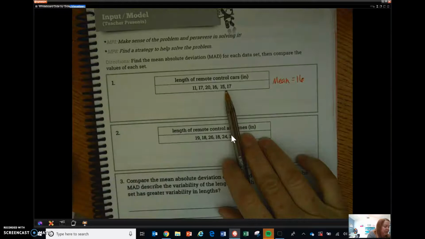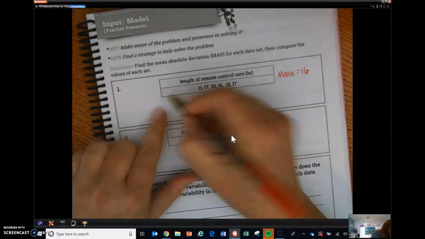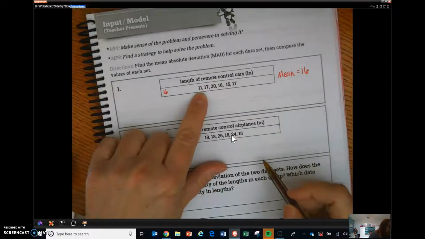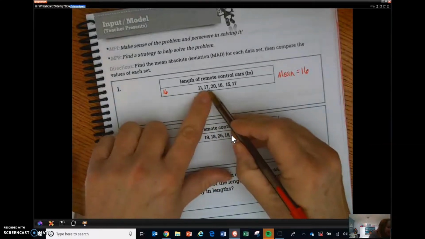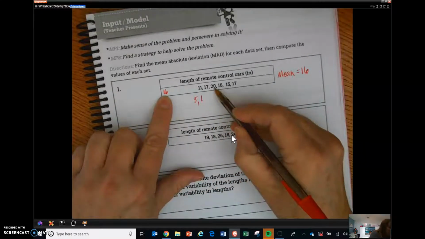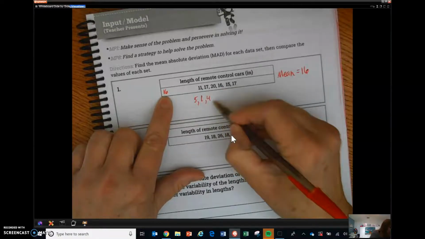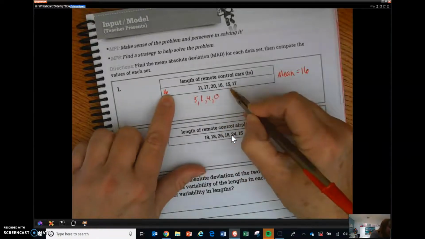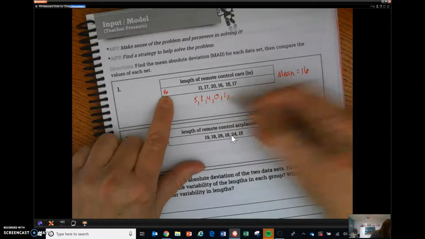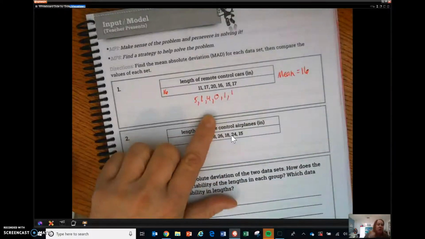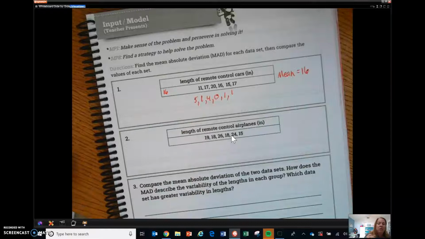Now what I need to do is figure out the difference between each one of these points. So I'm going to take 16 and subtract 11. 16 minus 11 is 5. 17 minus 16 is 1. 20 minus 16 is 4. 16 minus 16 is 0. 16 minus 15 is 1. 17 minus 16 is 1. So now those are all the differences. Remember, whichever number is bigger goes on top because we're subtracting and we don't want to deal with negative numbers because you guys haven't learned them yet. And this is just easier. Don't worry about it.